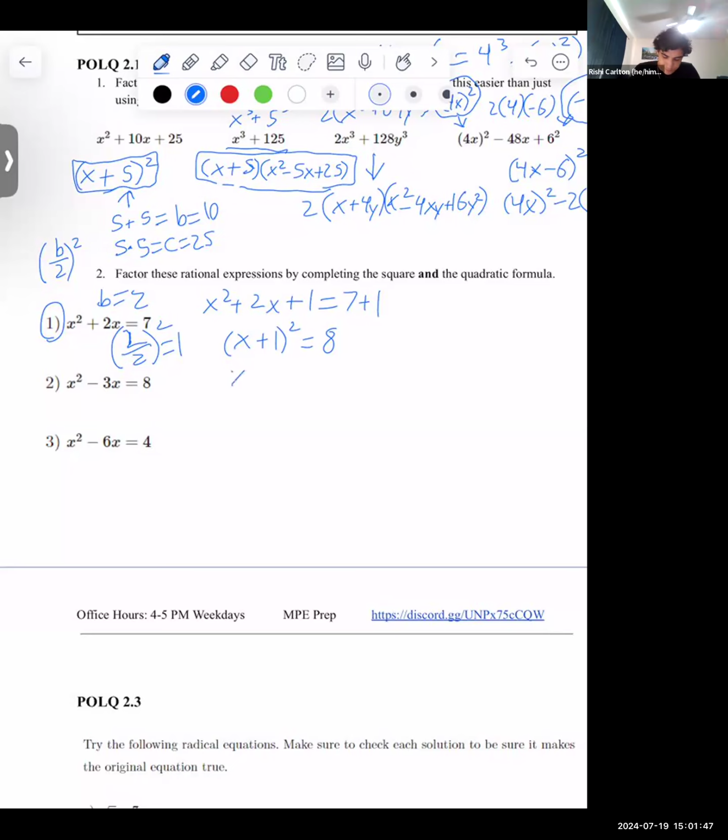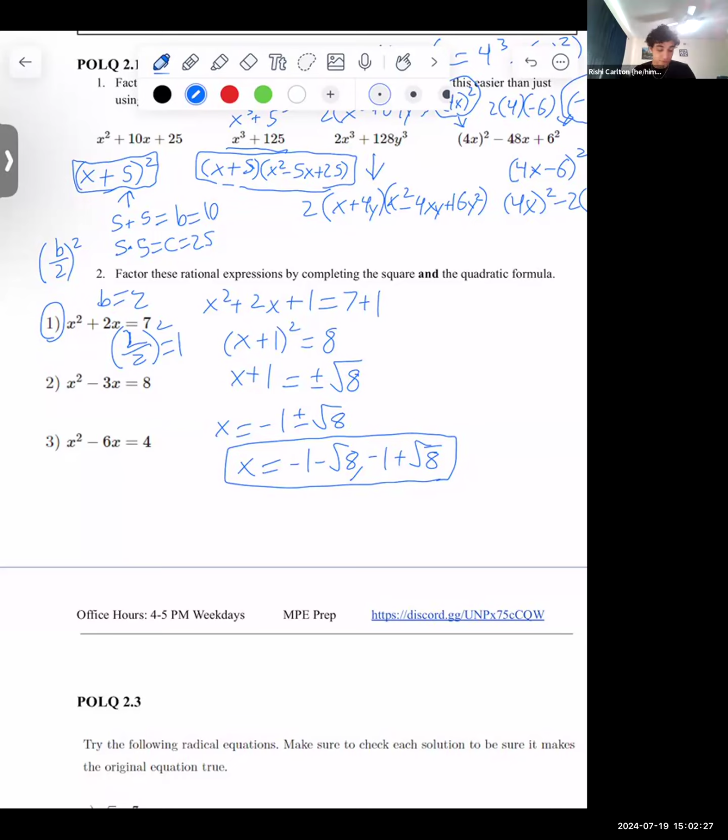Next, I'm going to square root this. So x plus 1 equals plus or minus the square root of 8, since we square rooted both sides. Now we're going to have two possible solutions. We're going to have x equals -1 plus or minus rad 8. So x equals -1 minus rad 8, or -1 plus rad 8. Cool.